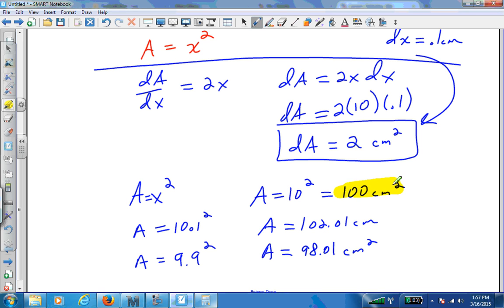So notice this is the area for exactly 10 centimeters. If I'm a 1/10 above, I calculate 2.01 centimeters squared too much. If I'm a 1/10 below, then I'm 1.99 centimeters squared below the actual area. So basically, I'm within 2 square centimeters of the desired amount if I measure within 1/10 of a centimeter.